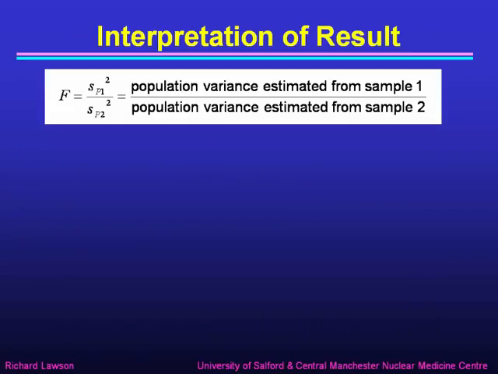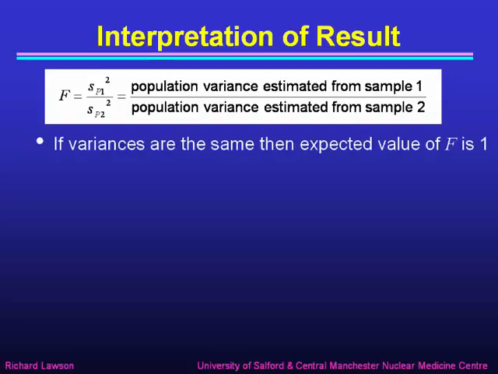So how do we interpret this result? The F ratio is the population variance estimated from sample 1 divided by the population variance estimated from sample 2. So our null hypothesis is that these two variances are the same. So if both variances are the same, then the ratio is just 1. So F is 1 if our null hypothesis is true.